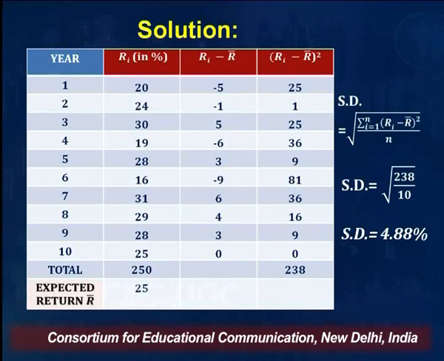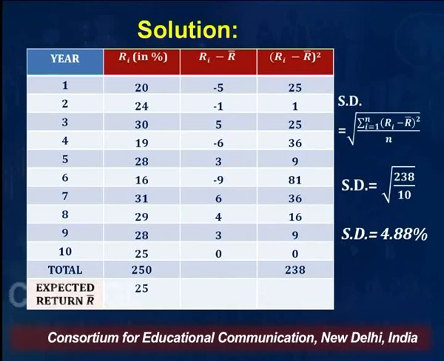And finally, in the last column we'll calculate (Ri minus R bar) whole square. Ri minus R bar we have already calculated, so we'll simply square it. So 5 into 5 is 25, minus 1 into minus 1 is 1, 5 into 5 is 25, minus 6 into minus 6 is 36, right? In this way you can calculate (Ri minus R bar) whole square. The sum total of it is 238.